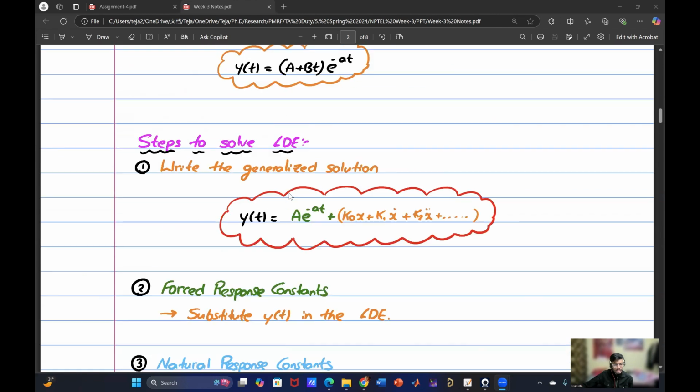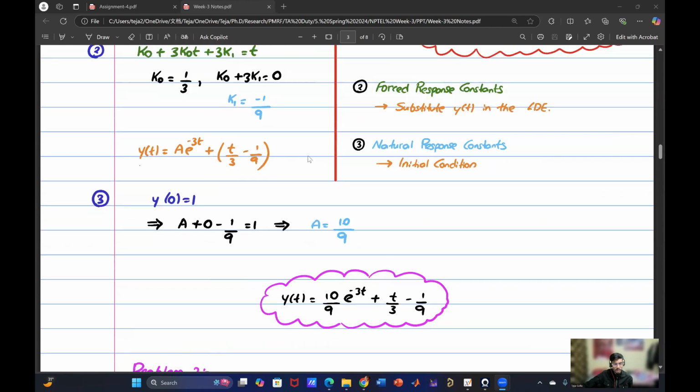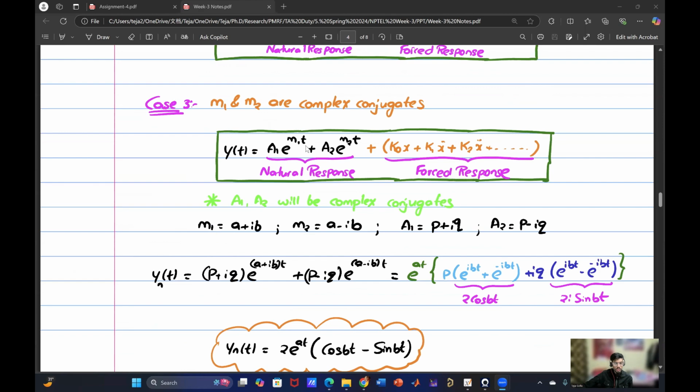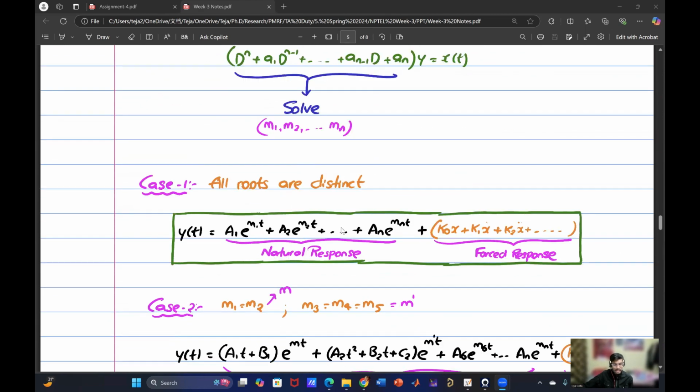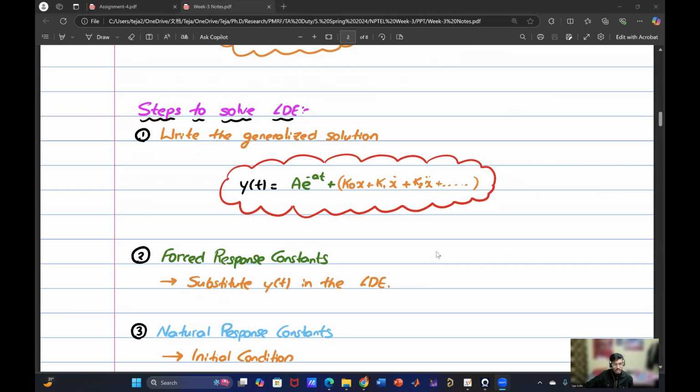First we have to get the generalized equation. For any nth order, first we'll get the natural response and forced response, which is the same for any nth order. For the natural response, depending upon the order, if it is second order you will get two terms depending upon the roots. If it is nth order, you will get n terms. If some of them are equal, you will get a different case. But first you have to write the solution. Then you find the forced response constants by substituting y of t in the LDE, and the natural response constants using the initial conditions. So this method is very generalized.